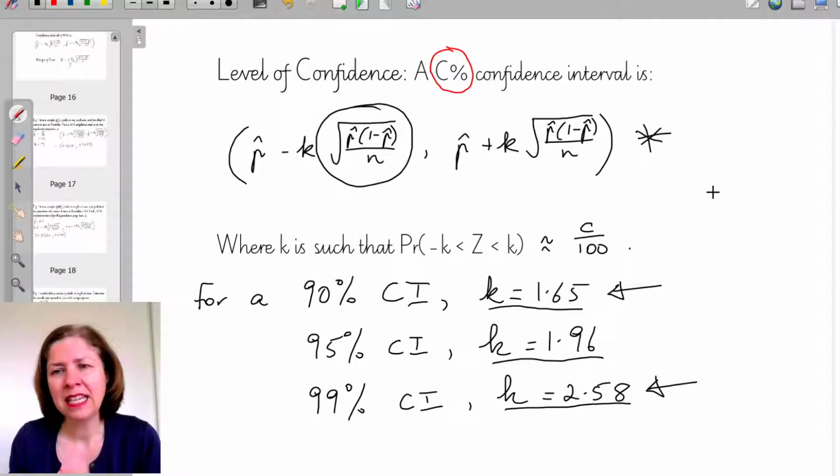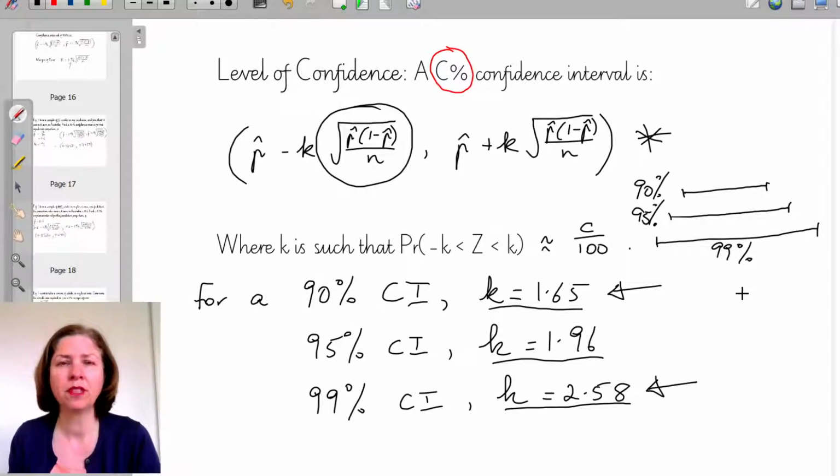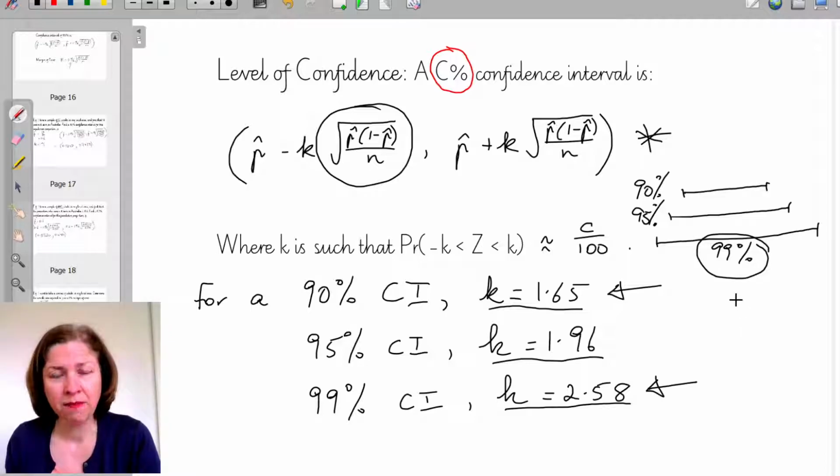So what that means is that what I'm going to get is going to look something like this. Here's going to be my 90% confidence interval. It's going to be nice and narrow. Here's going to be my 95% confidence interval. And my 99% confidence interval is going to be wider again. This is the 99% confidence interval. So it's a choice that you make as a researcher. Do you want to give a higher degree of certainty that this interval contains p, but then it's going to be a very wide band and maybe not so useful, right?